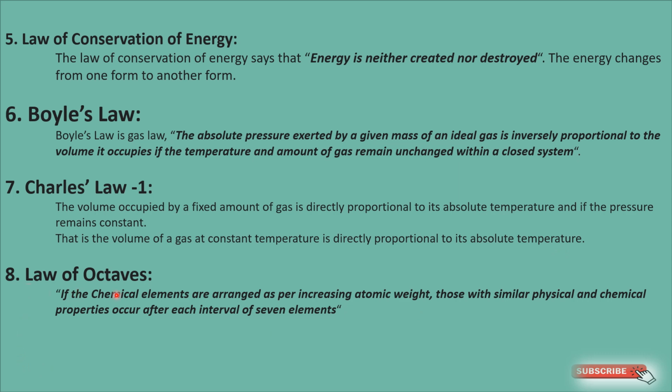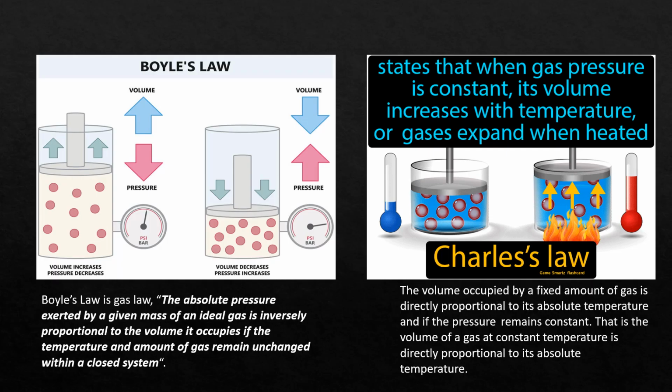Next law is Octaves. If the chemical elements are arranged as per increasing atomic weight, those with similar physical and chemical properties occur after each interval of 7 elements. This we can see in a picture.